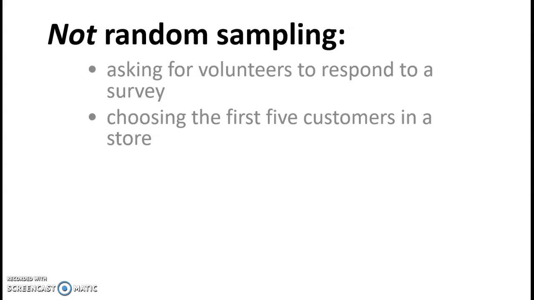The other thing is choosing the first 5 customers to come in a store, or the first 5 students to walk into the room or into the school. That's called a convenience sampling. Those are not good. We want to stay away from them. That's biased data, and it gives us biased results.